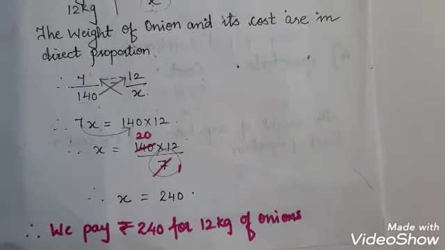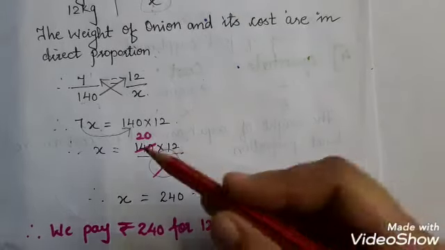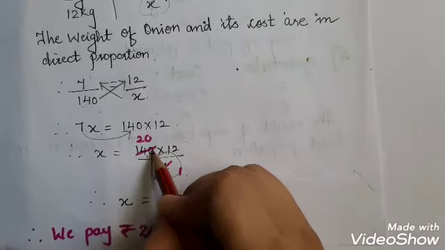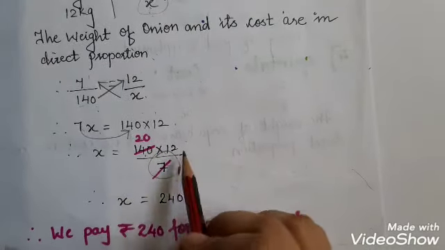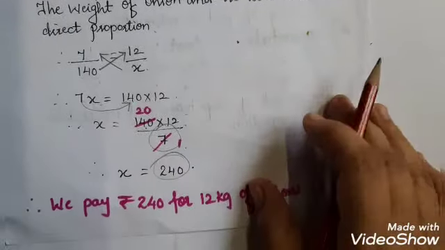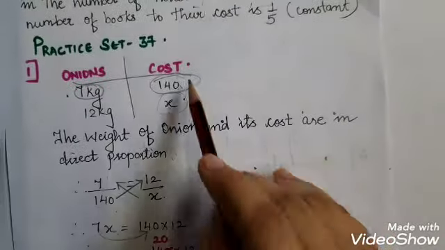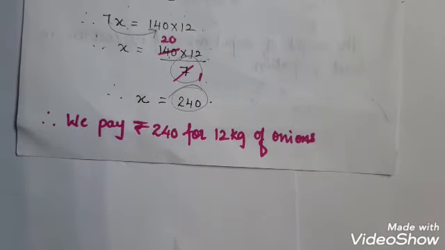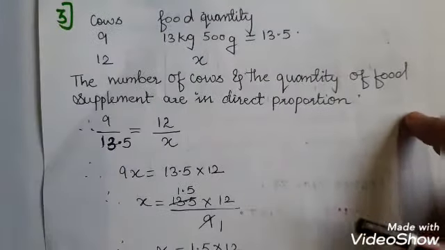Now cancel if any number gets cancelled. 7 ones are 7, 7 twos are 14, 7 zeros are 0. So that is 20 into 12. So you multiply, you get the answer as 240. So what is x? x is the cost of 12 kg onions. So therefore we pay rupees 240 for 12 kg of onions. Okay. Now let us see the next sum. This second sum you have to solve for homework. We'll see the third sum.